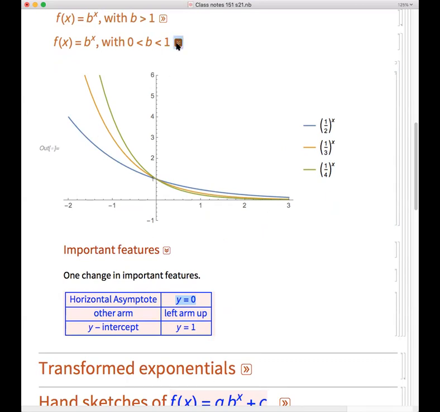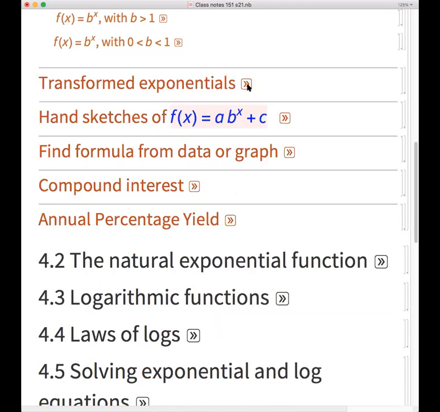Okay, so the 2 basic forms that you want to be thinking about just are dependent on whether the base, b, is bigger than 1 or between 0 and 1.